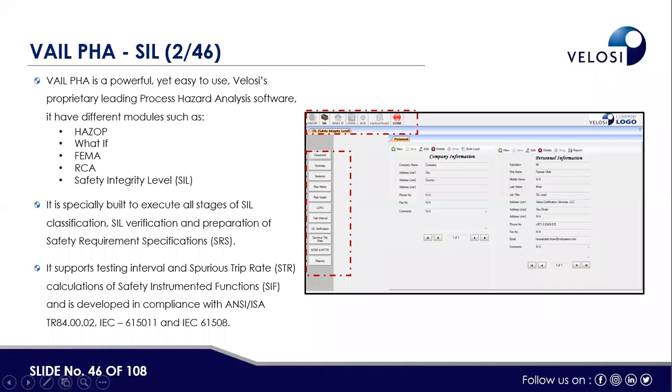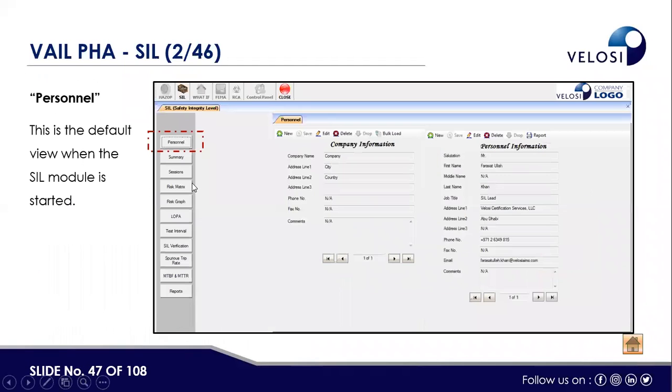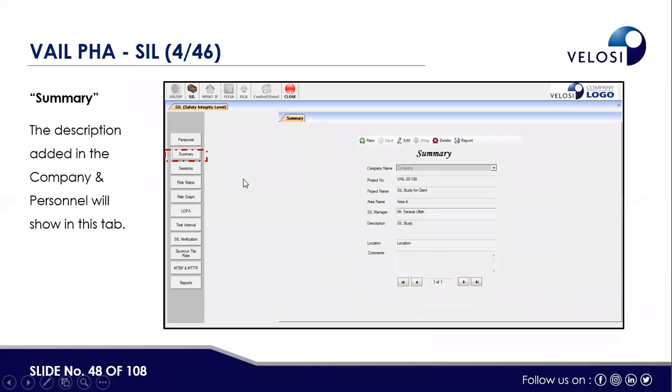Before going to the application of these risk assessment techniques, I will show you a little bit about the software, how we can manage it. For example, this is a personal tab. We can put the company's information in it, and then the personal information. This is the default view when we open the SIL module in the software. And then we can also add the summary.